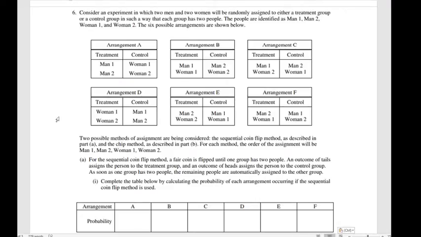So this question has us looking at an experiment in which 2 men and 2 women will be randomly assigned to either a treatment group or a control group in such a way that each group has 2 people. People are identified as man 1, man 2, woman 1, and woman 2. There's a table showing the different arrangements, and there are 2 methods that are going to be used here. I'll give you folks a second to take a look at that, and then we're going to walk through this one.